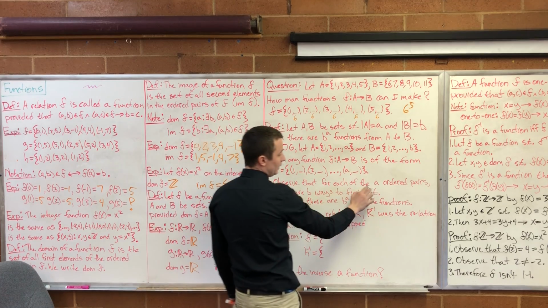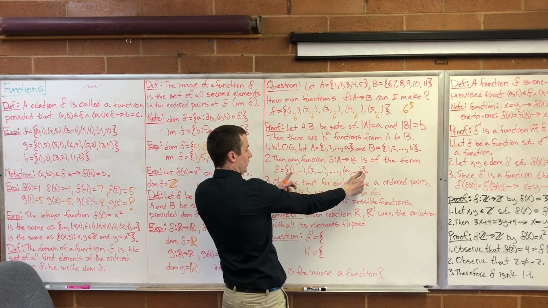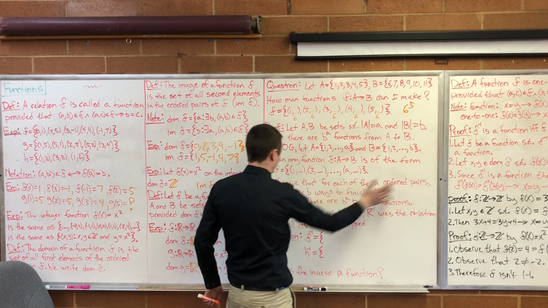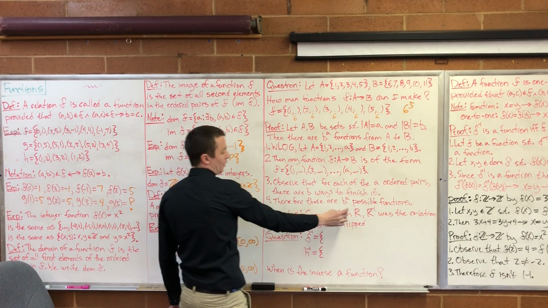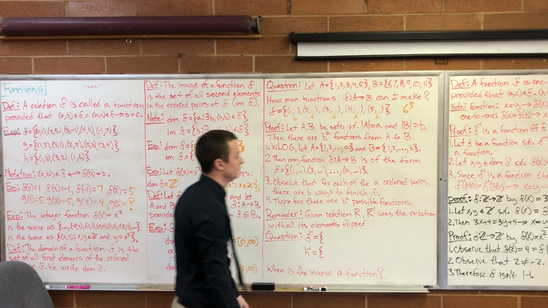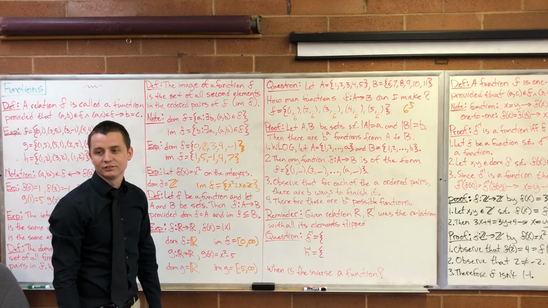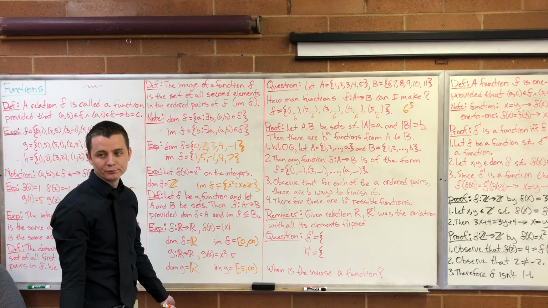So observe that for each of the A, there's A of them, for each of the A ordered pairs, there are B ways to finish it. Therefore, there are B to the A possible functions. Exact same thinking, right?